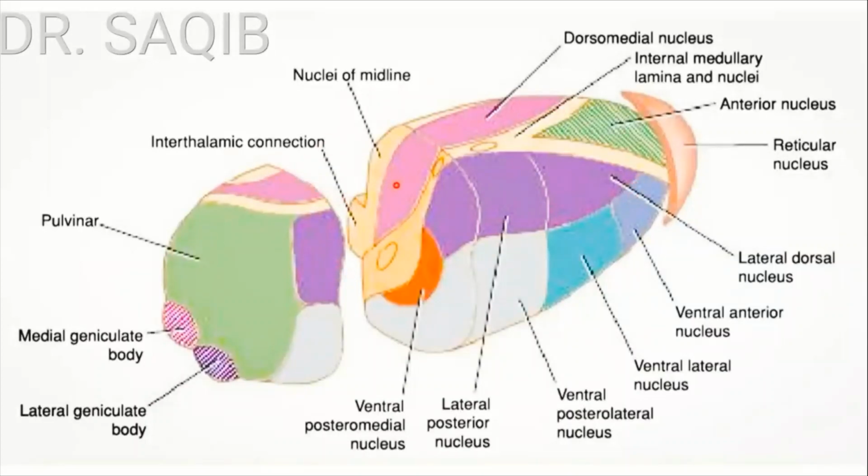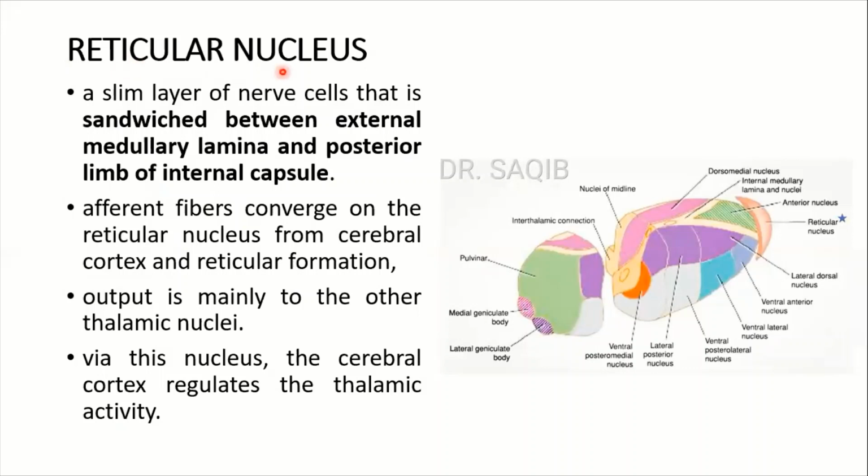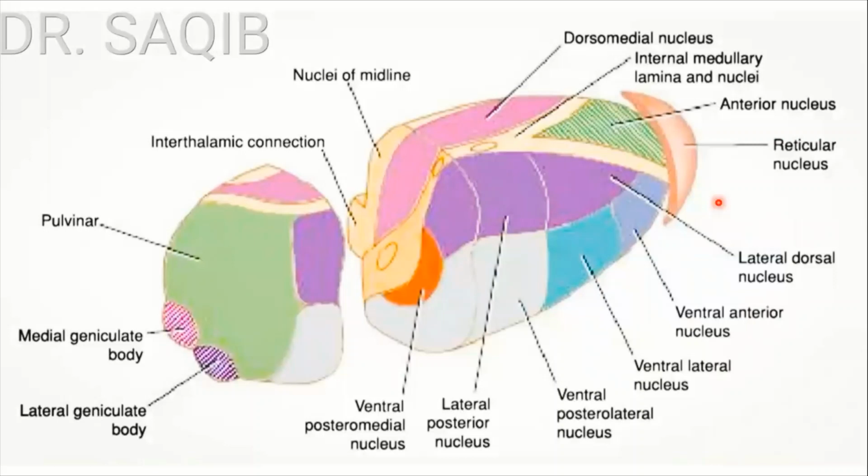This is an enlarged picture. You could see the various nuclei, many of which I've already told you. And then there is the reticular nucleus. Here it is lying: the reticular nucleus, a slim layer of nerve cells sandwiched between the external medullary lamina and the posterior limb of the internal capsule. Afferent fibers converge on the reticular nucleus from the cerebral cortex and reticular formation. Again, the output is mainly to the other thalamic nuclei, and via this nucleus, the cerebral cortex regulates thalamic activity.